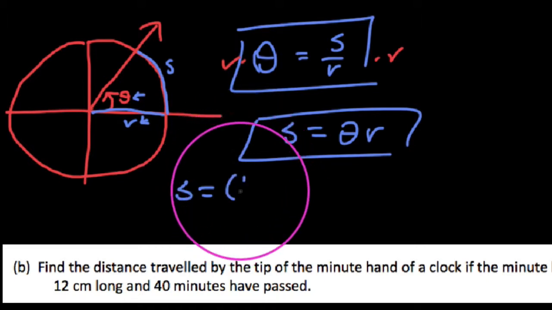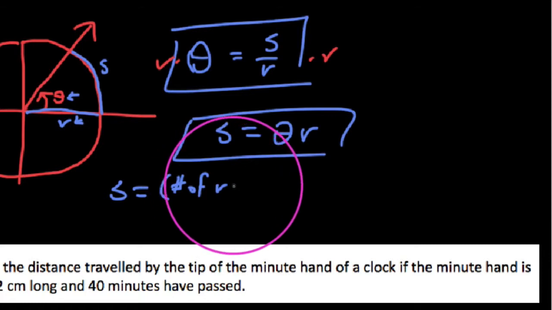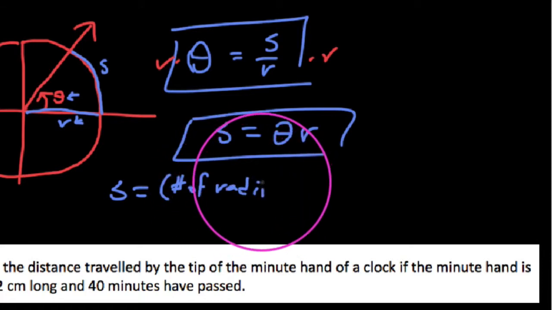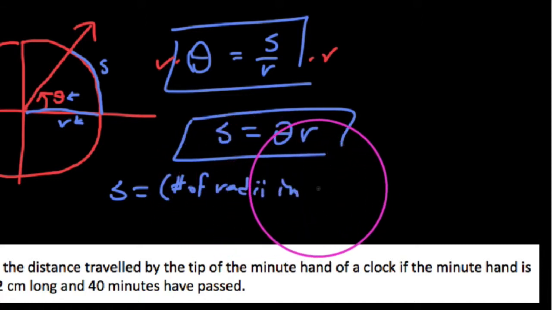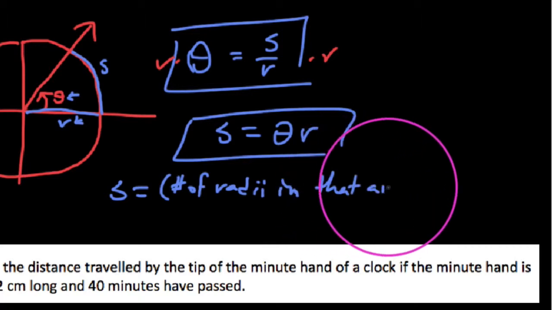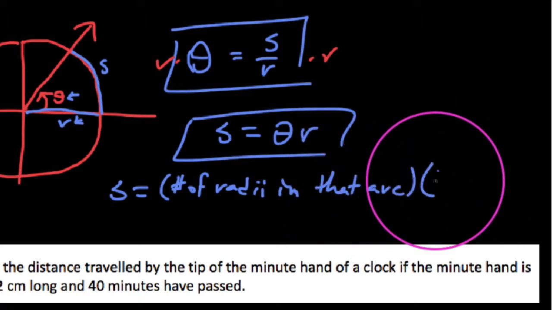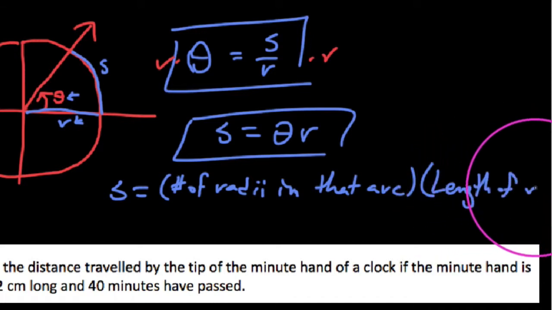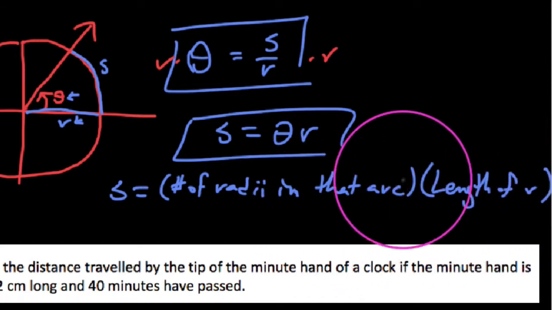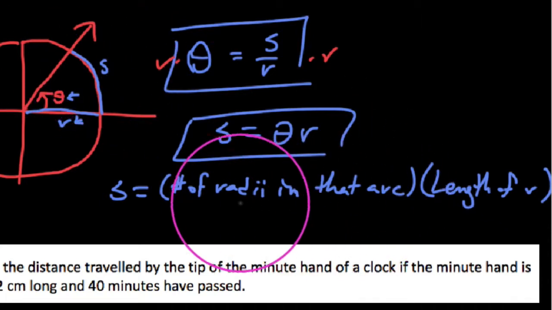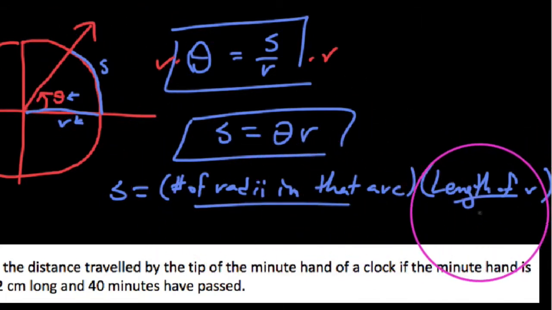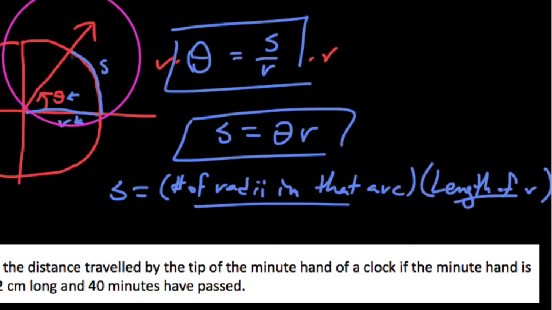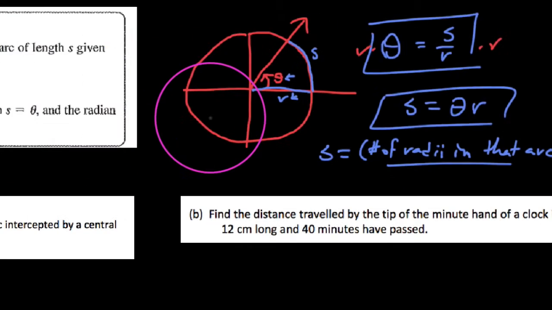In words, we can say it's the number of radii in that arc times the length of the radius. So if the radius fits into the outside this many times, let's take how many times it fits in times the length of one radius. That would have to be the intercepted arc here. And this is a really nice thing.